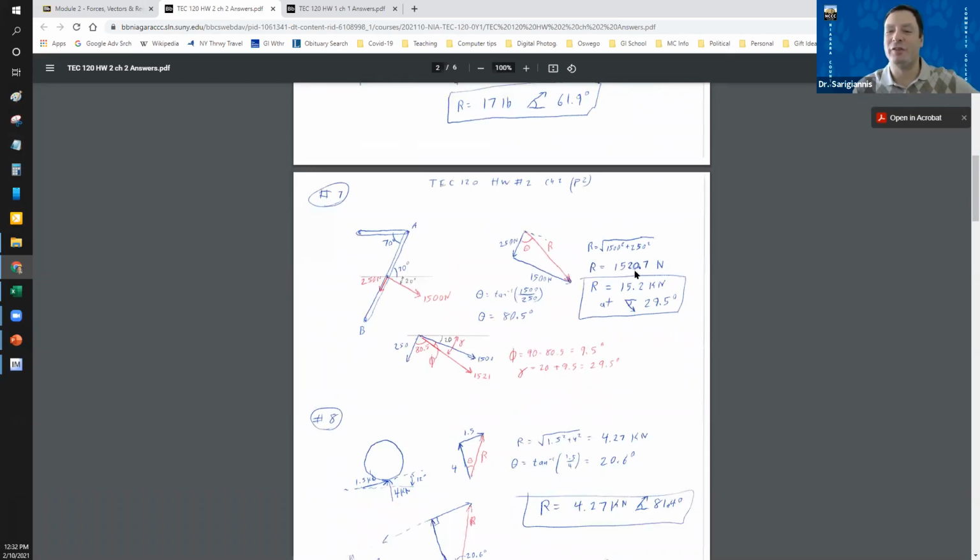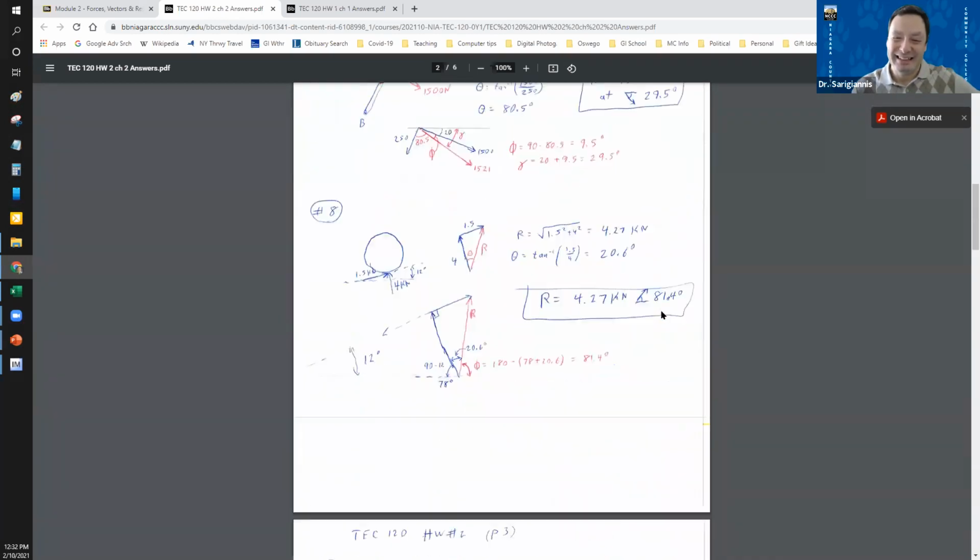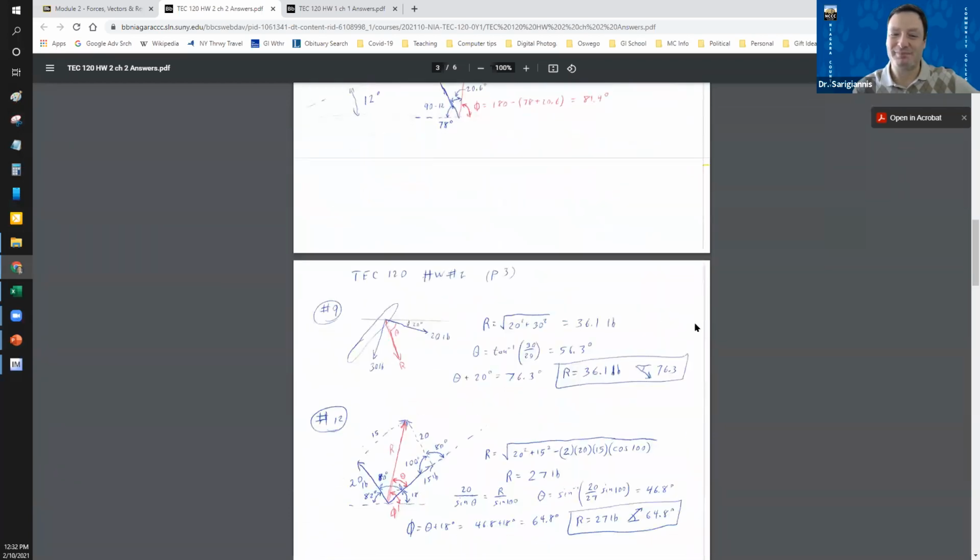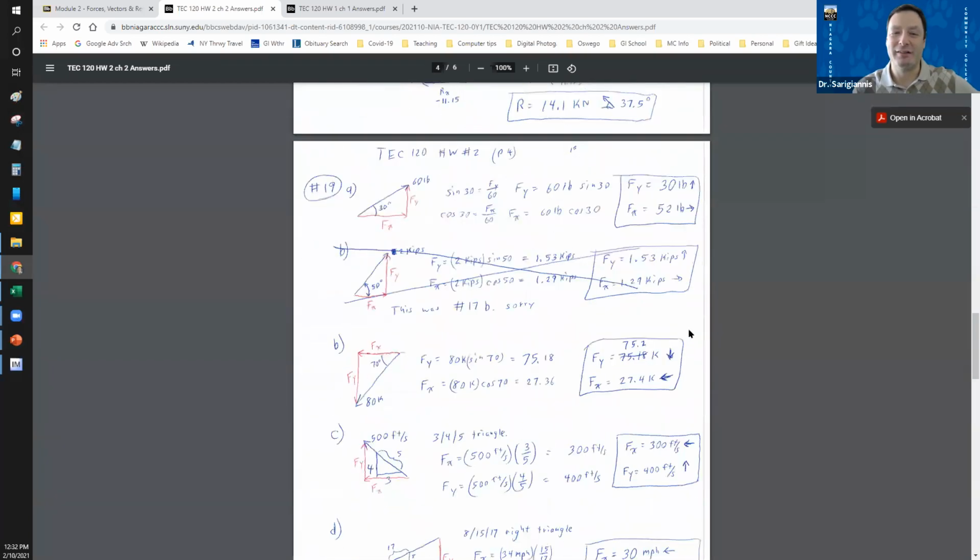Yeah, so it's 1520.7 newtons. I wrote 15.2 kilonewtons. I forgot to move the decimal point. It's 1.52 kilonewtons. That's why I made the note. And I noticed that right away when I looked at someone's homework problem and they had 1.52 kilonewtons, and I was like, what? I said, oh yeah, I made a mistake. So those are all here. Those are the answers.